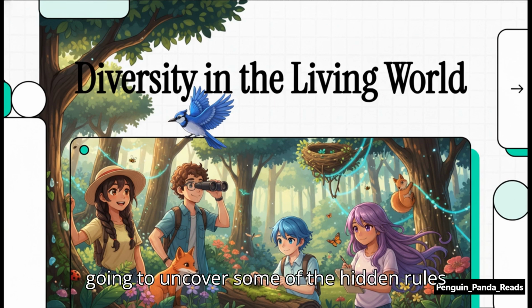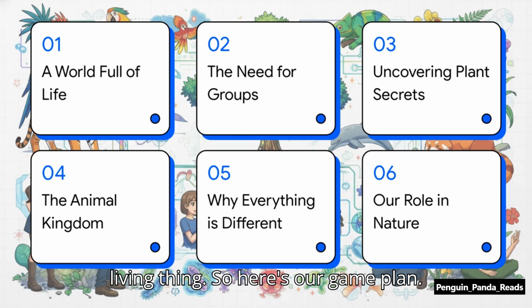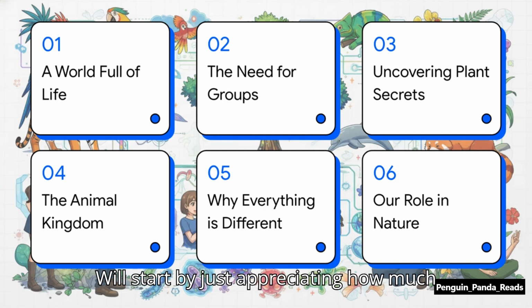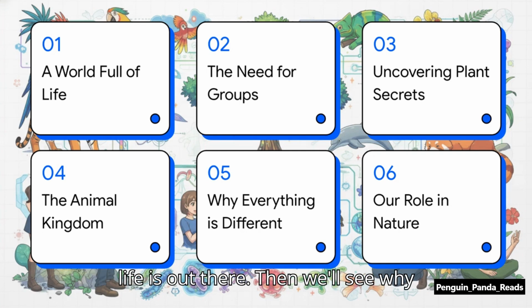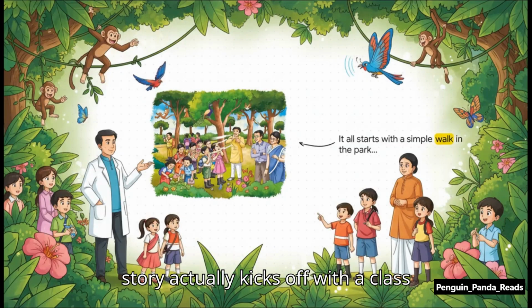We're going to uncover some of the hidden rules and patterns that connect every single living thing. So here's our game plan. We'll start by just appreciating how much life is out there. Then we'll see why scientists needed a way to organize it all. From there, we'll put on our detective hats, first snooping around the plant world, then the animal kingdom. We'll get to the bottom of why everything is so different. And finally, we'll talk about our place in this giant interconnected web. Sound good? Let's go.